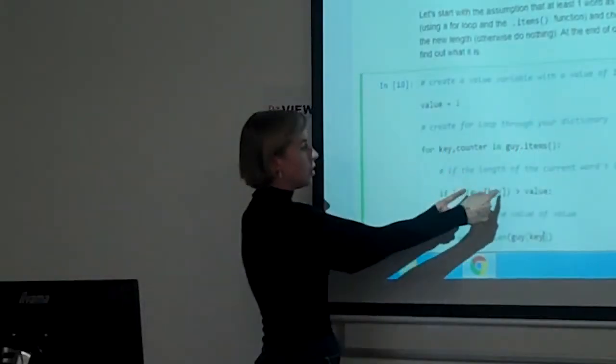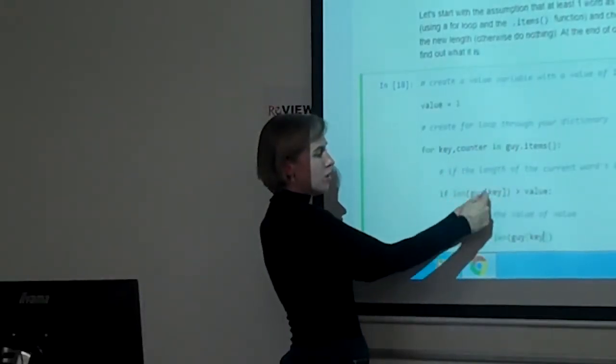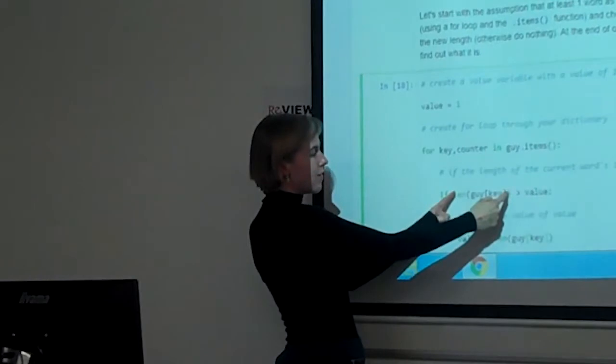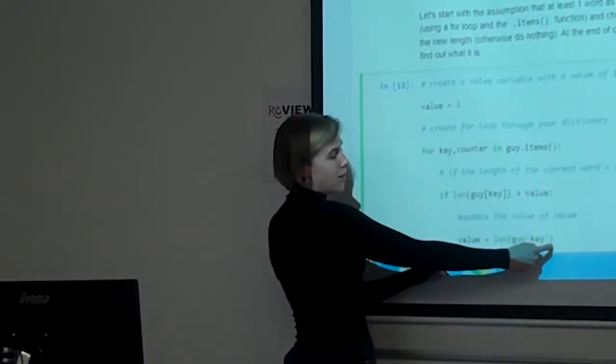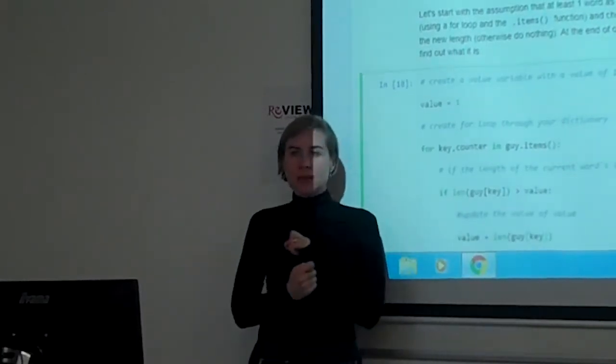So look up the counter, which is what this is doing, find the length of it, see if it's greater than value, and if it is, change the value to it. Does that make sense to everybody?